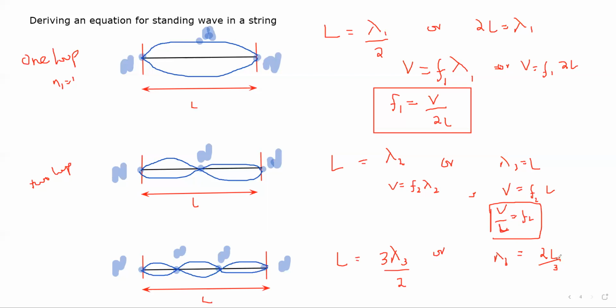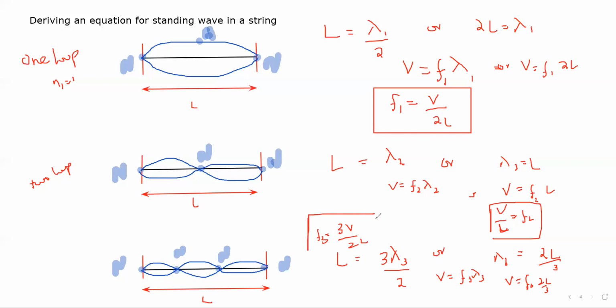Then if I need it for the third one, as we know lambda 3 is equal to 2L by 3. So if I substitute in the formula, V is equal to F3 into lambda 3. And what is lambda 3? Lambda 3 is 2L by 3. If I solve this, F3 is equal to 3V divided by 2L.